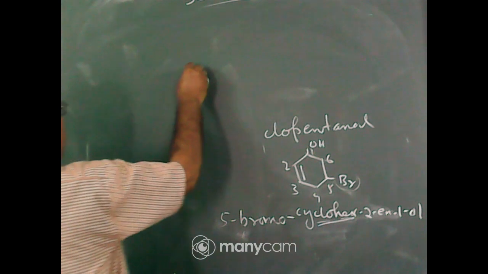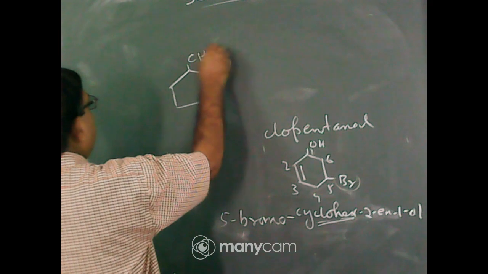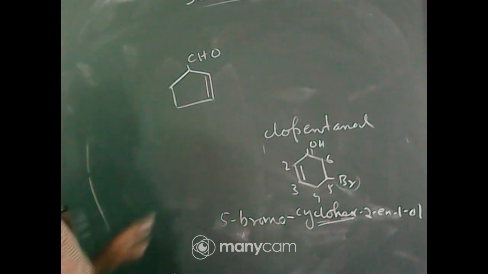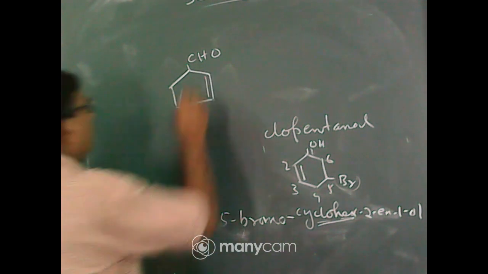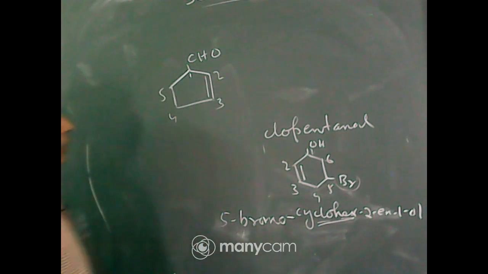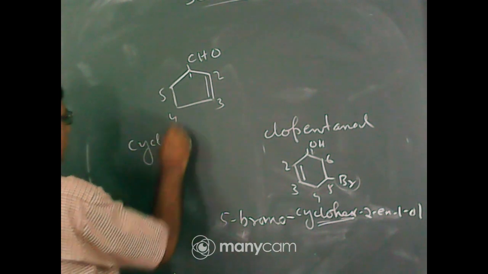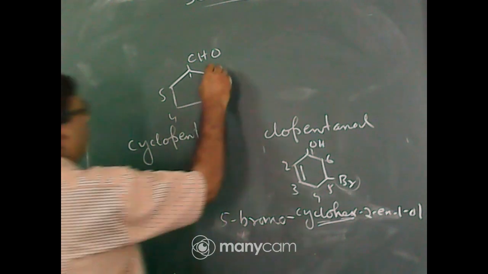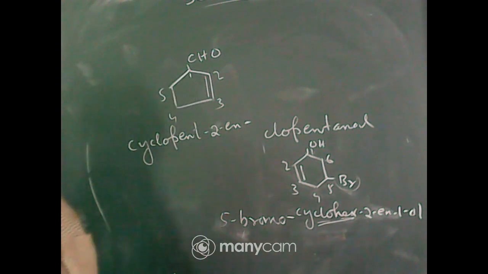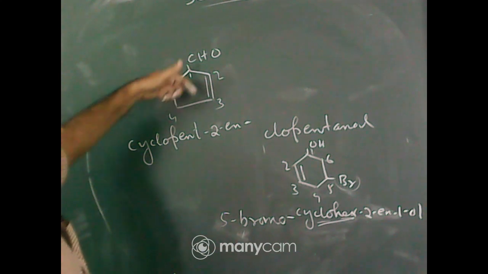Okay. And now if this type of compound is present, CHO, what will be the name of this compound? Here also there is a cyclic group, but the functional group is CHO. Now here number 1 carbon, 2, 3, 4, 5. Now it is cyclopent. So first write cyclopent, 2 ene, 1 al. You don't write al because this carbon is not counted in the 5 carbons.